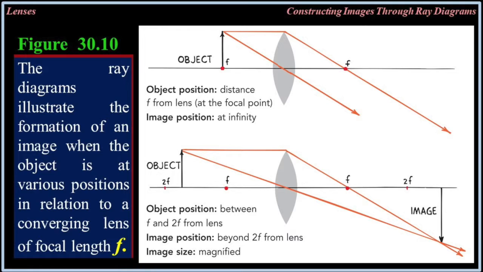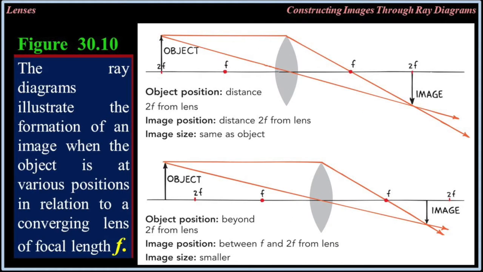You can study these two situations, and what I did was I split the figure 30.10 up onto 3 slides so you can see all 5 situations on 3 slides. The next slide is going to have 2 additional situations. Study these as well very carefully. You can see the object is put in different locations, and the image that results is shown.